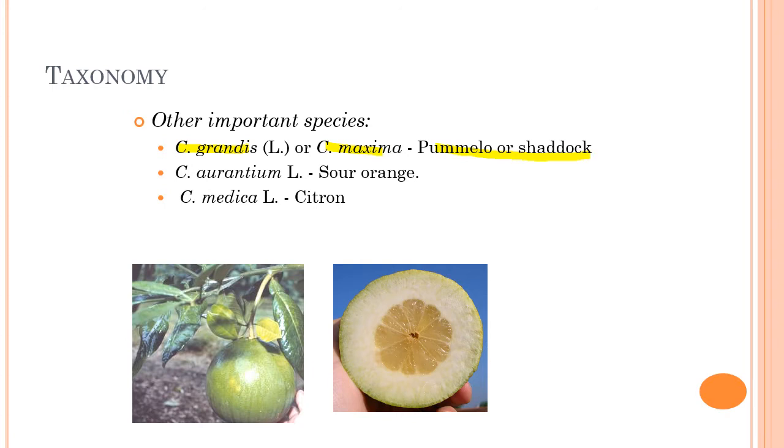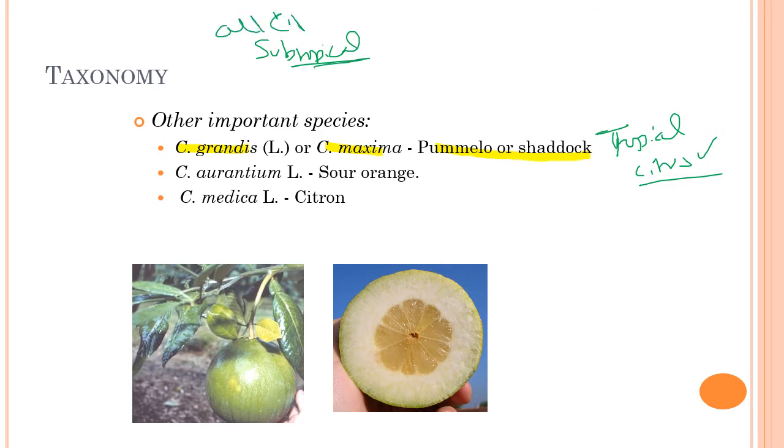It's the only one that is actually tropical. So this is a tropical citrus fruit, and it is the only one that is actually tropical. The rest are all subtropical. All the citrus is subtropical except for this one. All other citrus is subtropical.